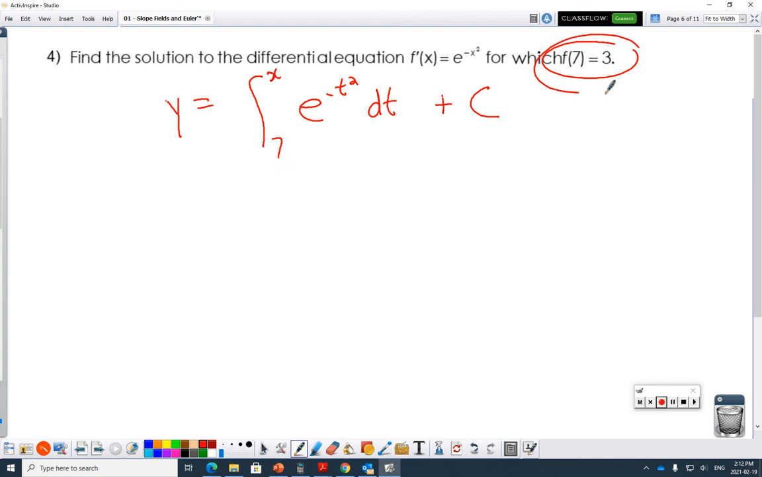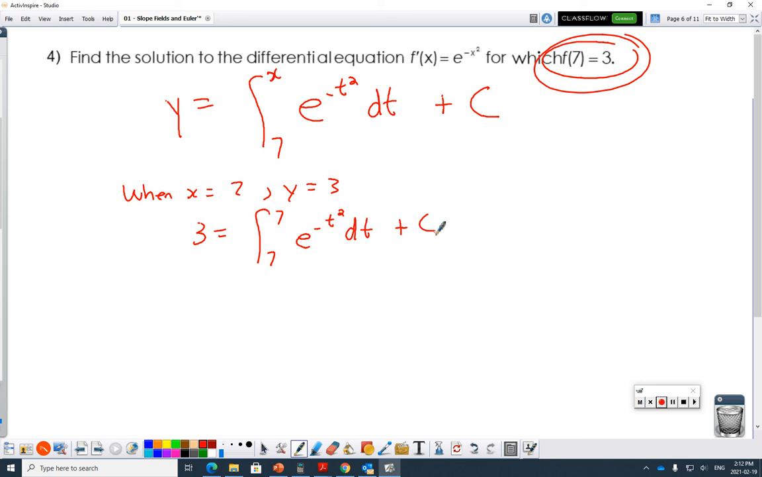Now, I've got my function. I'm going to use this information up here. When x equals 7, y equals 3. And we'll use his 7 as if he knows what he's talking about. And let's just see what happens. And hopefully by the end you'll go, oh, that 7's good. That was a great 7. That was a lucky 7 he put in there. y equals 3. Integral 7 to 7, because I just sub in x equals 7, e to the negative t squared dt. Which I still can't find the antiderivative of.